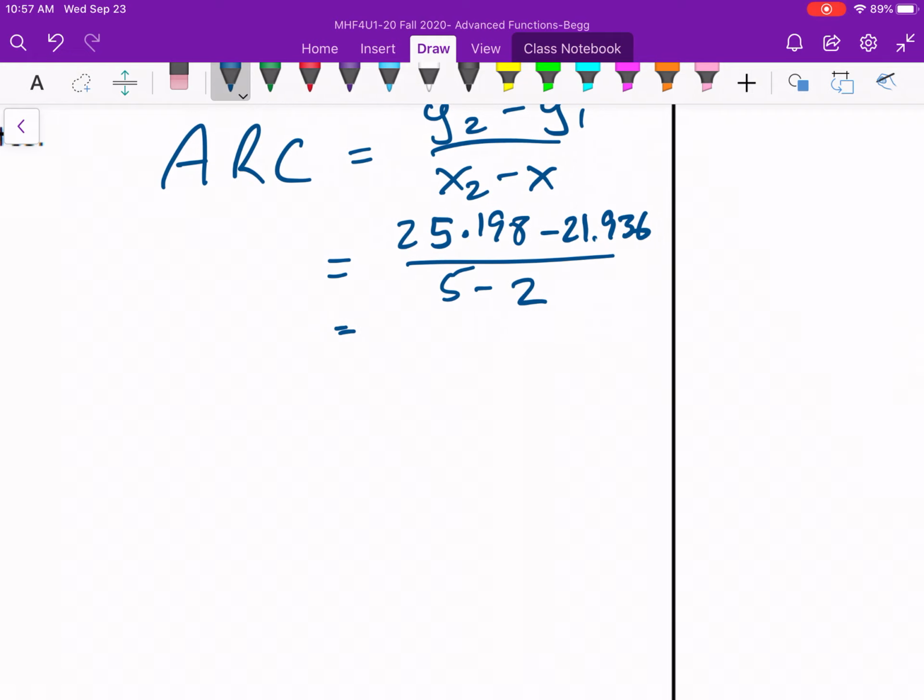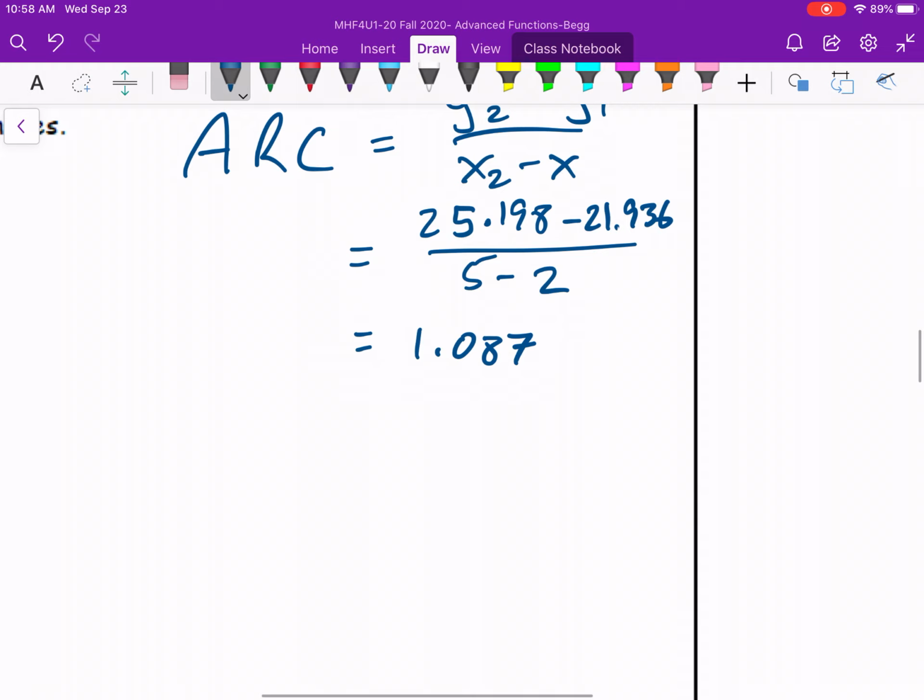That works out to be 1.087 approximately. So the average rate of change, I wouldn't want to carry that many decimal places in my final answer. I just want to have them as I go along. But I could round that a little bit and I'd say maybe it's about 1.1 bacteria per minute.